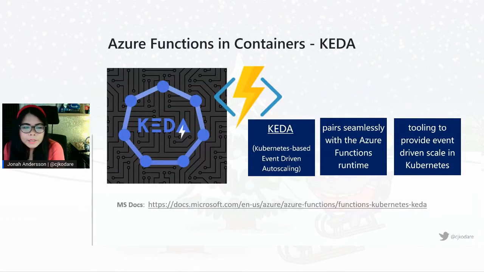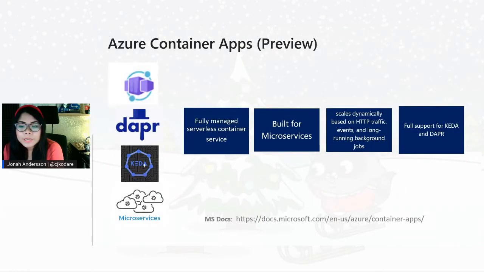And Azure Functions supports KEDA. KEDA means Kubernetes-based event-driven autoscaling, and it pairs seamlessly with the Azure Functions runtime. And also recently, after Ignite, Microsoft released a new service called Azure Container Apps, which is currently in preview. I myself am interested to dig deeper as well. Azure Container Apps is a fully managed serverless container service, and it's built for microservices. It scales dynamically based on the HTTP traffic and the long-running background jobs that you have, and it has full support for, for example, KEDA and also Dapr.